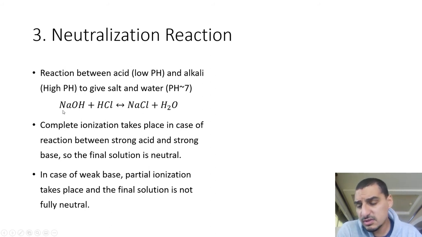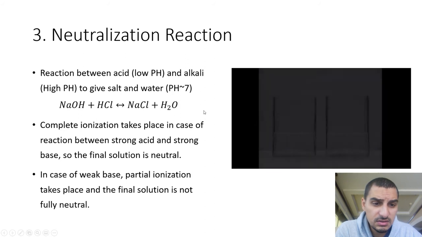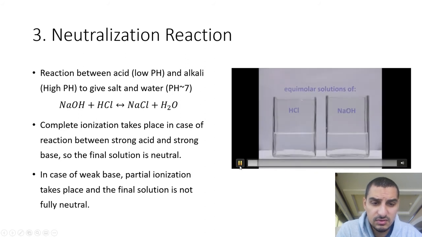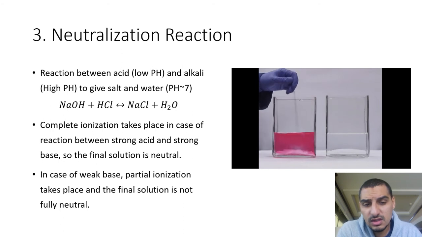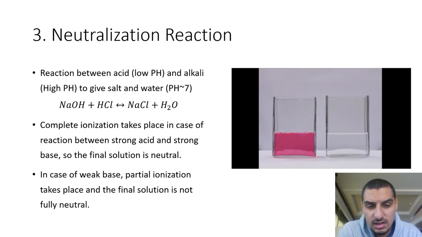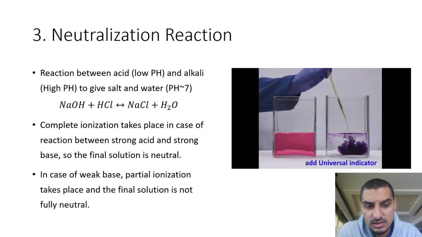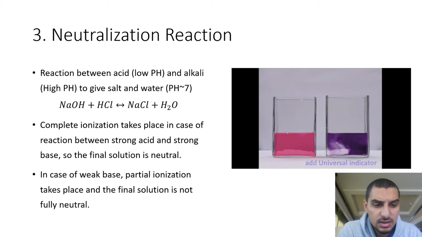The very famous example is sodium hydroxide plus HCl, which will produce sodium chloride plus water. This video is a good example of this reaction. Here we have the HCl and sodium hydroxide. He's going to put in what's called an indicator. An indicator is just a compound that's put in the solution, and its color changes with the pH. Here, the color of the indicator is red in acid and kind of purple in base, or basic, or alkaline solution.